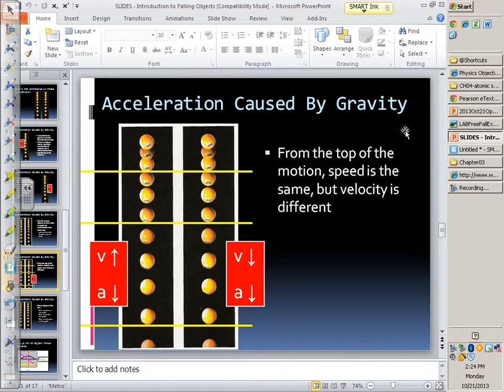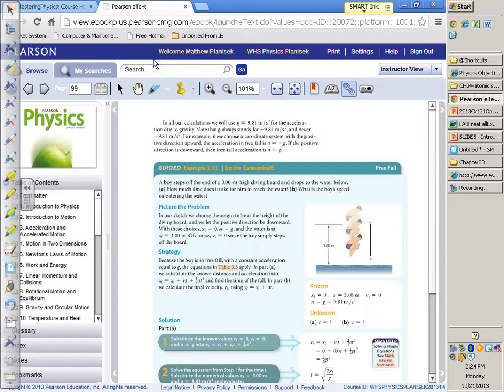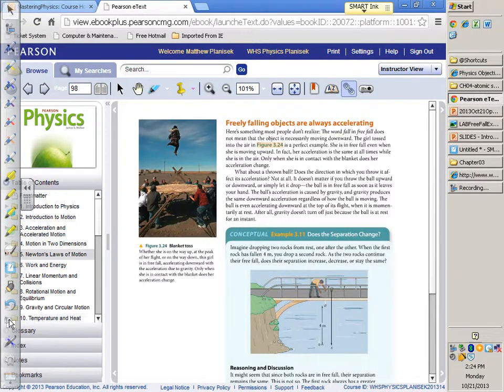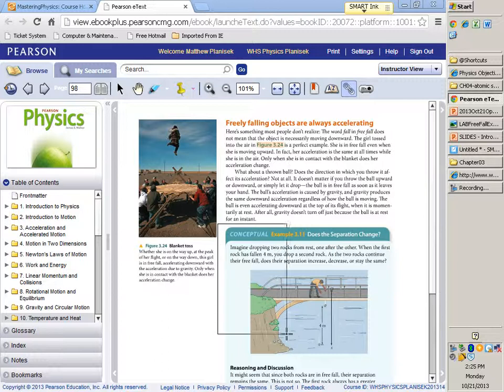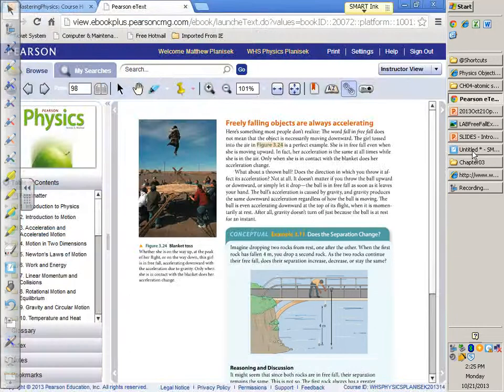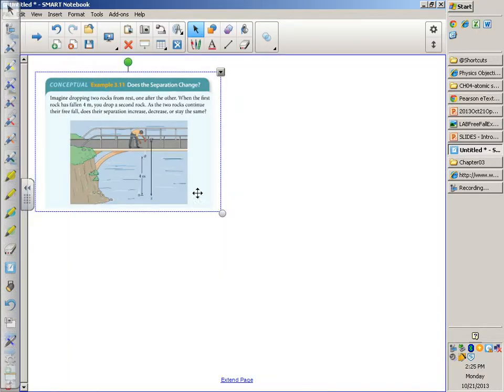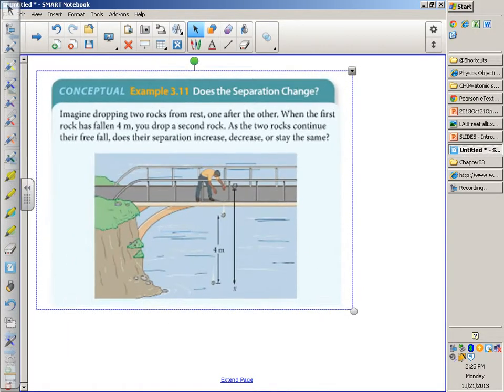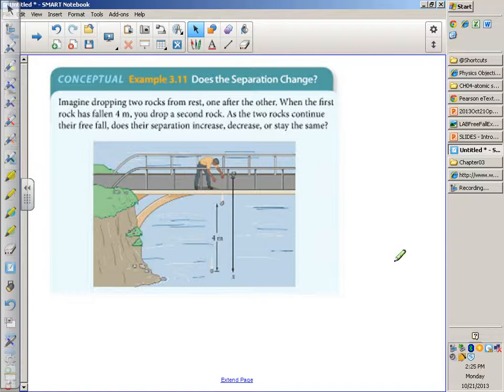All right. We are going to start off today on page 98 of your book, where conceptual example 3.11 is. Now, if you are actually looking at the book right now, there is a little explanation of the answer, but try not to read that right now, and let's just talk about what's going on here.